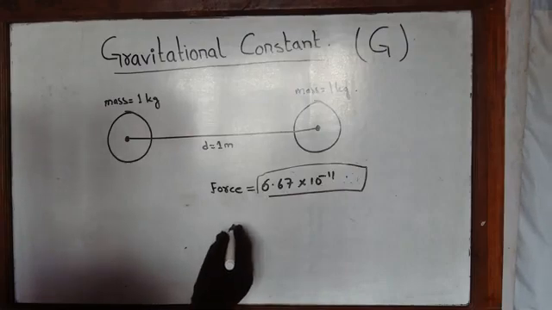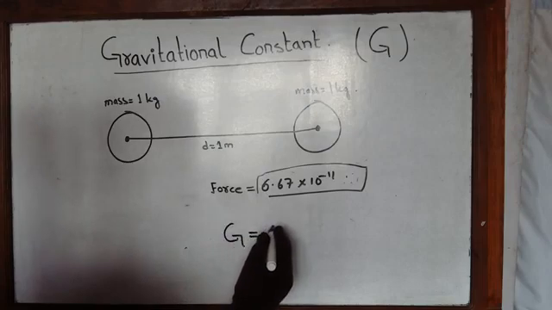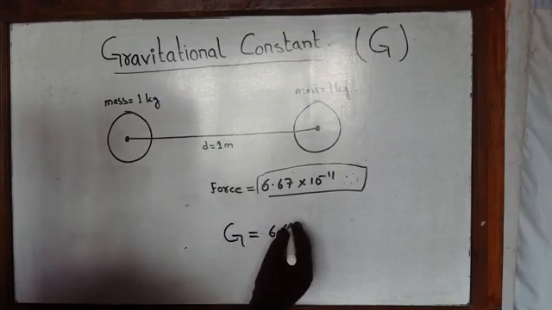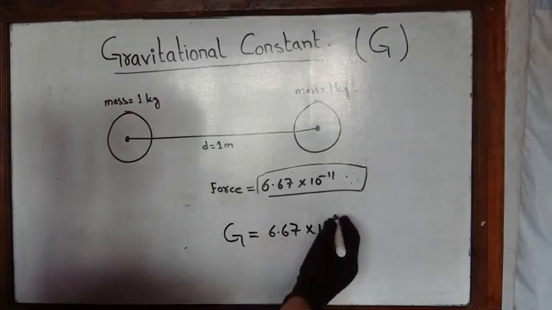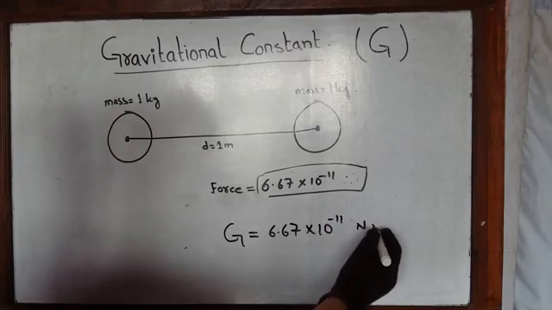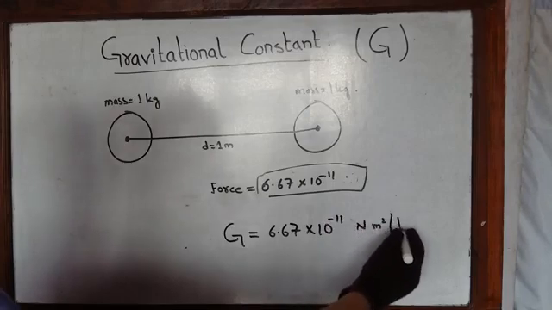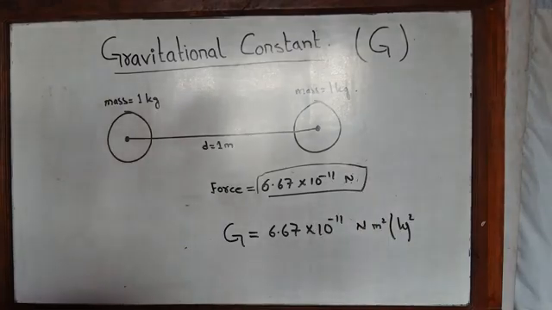So the value of the gravitational constant is 6.67 times 10 to the power minus 11, and its unit is Newton meter square per kg square. Okay, once again I repeat.